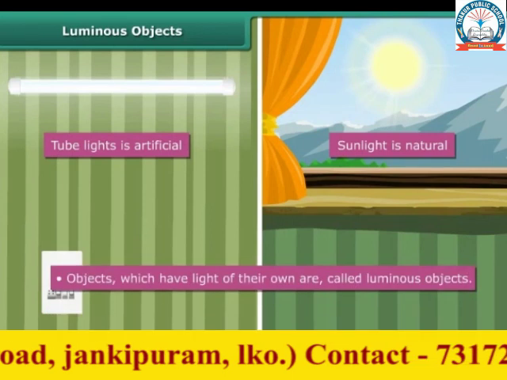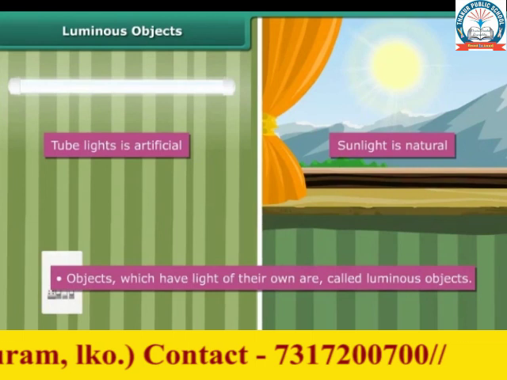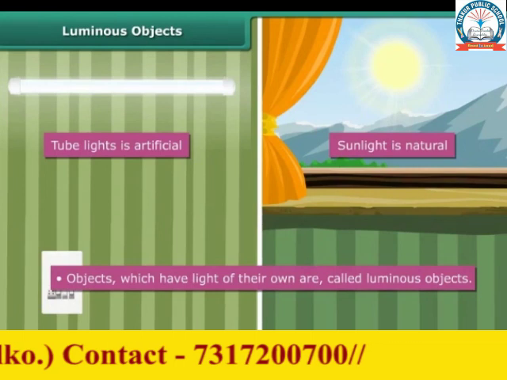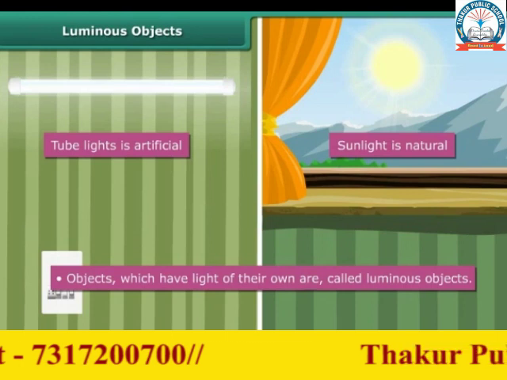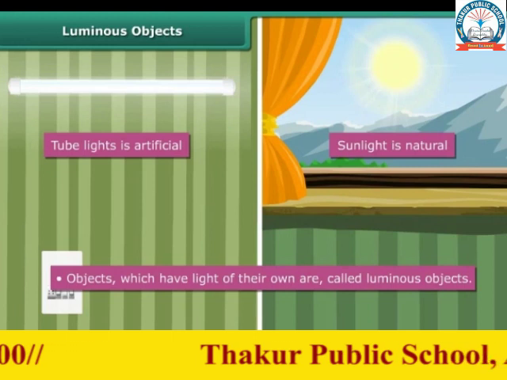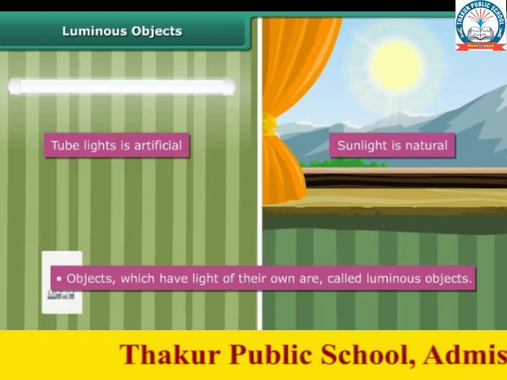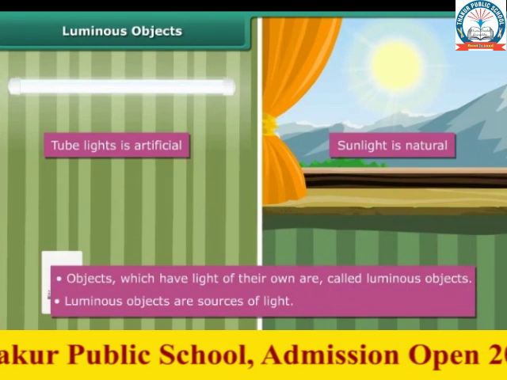Objects which have light of their own are called luminous objects. Thus, in our example, both sun and tube lights are luminous objects. Sun is a natural luminous object, and tube lights are artificial, man-made luminous objects. Luminous objects are sources of light.